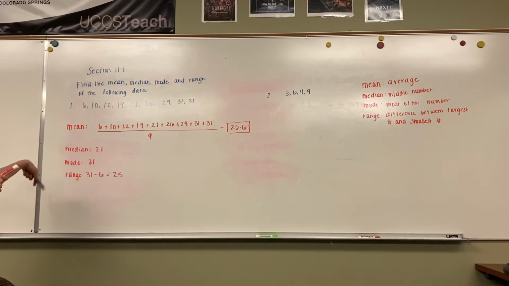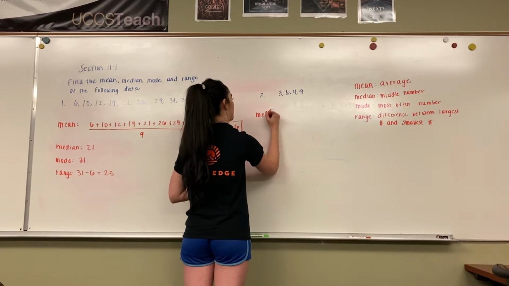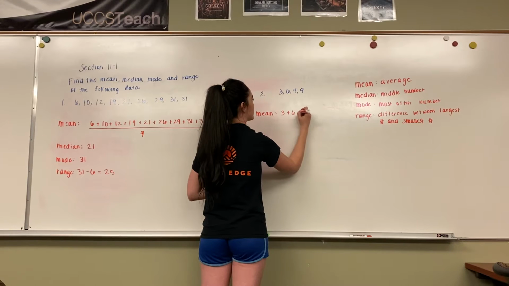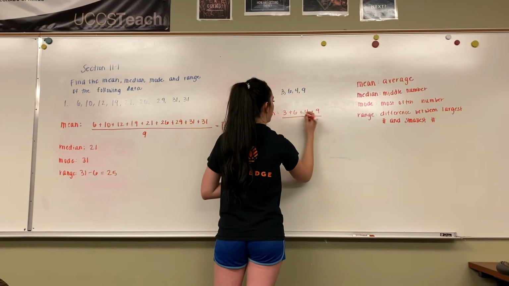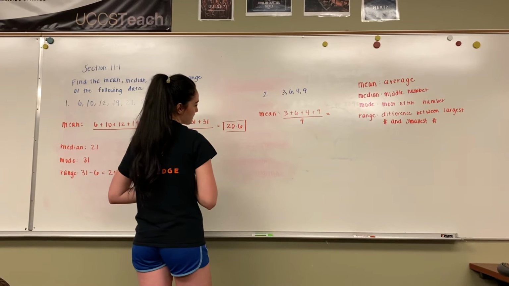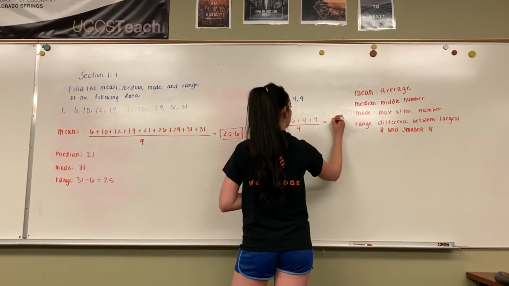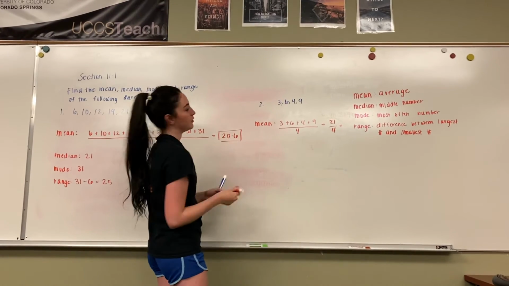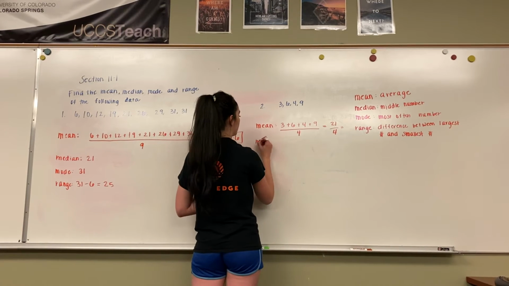Okay, so let's do the same thing for that data. So let's find the mean. I haven't calculated it, but we're going to add them all up. So 3 plus 6 plus 4 plus 9 divided by 4. That's 21 divided by 4. I don't know what that is. I don't think it's going to come out even. So you can plug it in on your calculator at home and see what it is, but that would be our mean. So our median is our middle number.